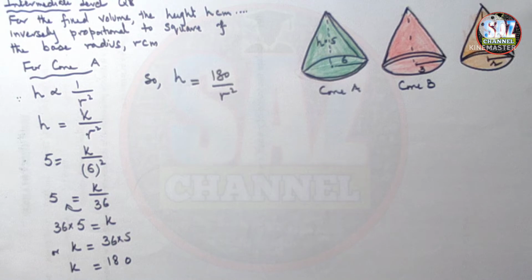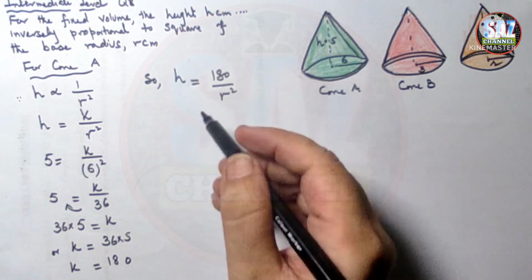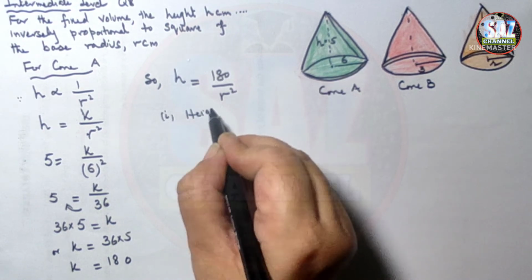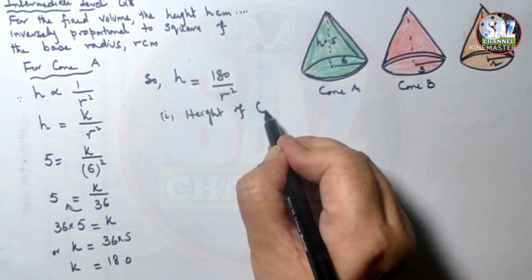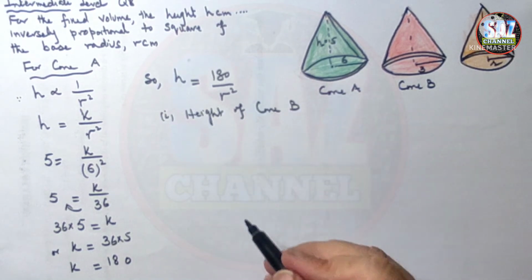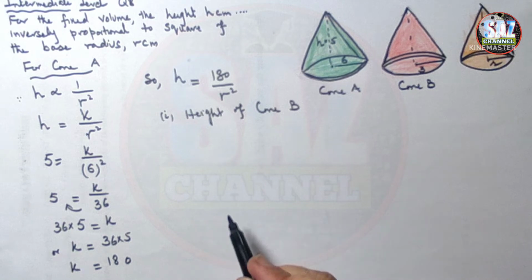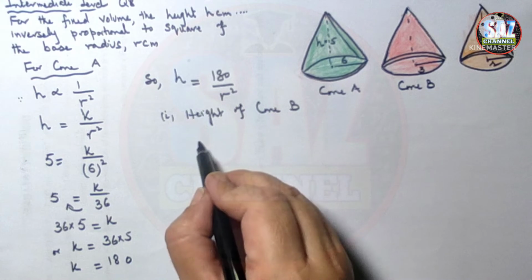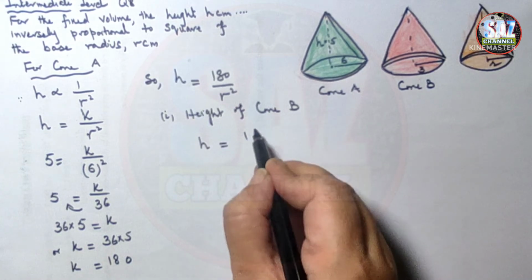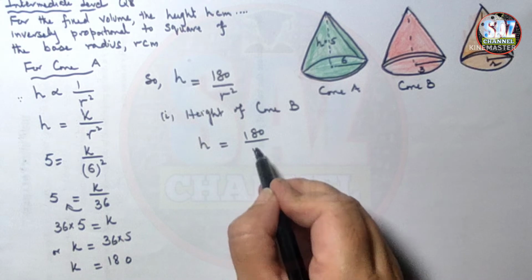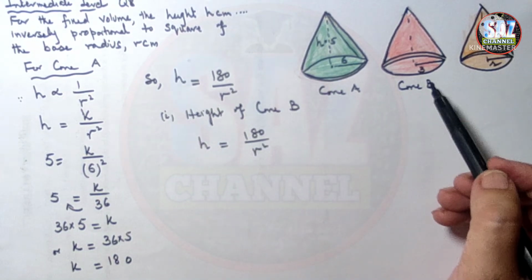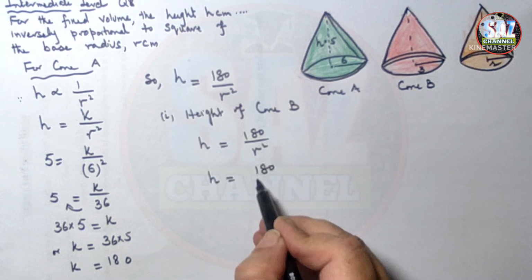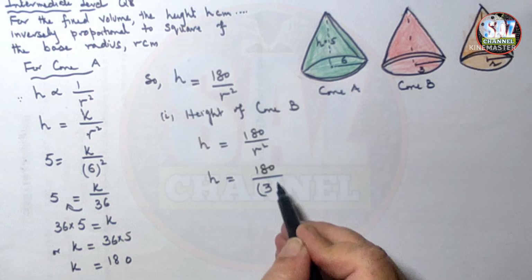The first requirement of the question is the height of cone B. As all the cones have the same fixed volume, this is the assumption, the relationship that we are going to use is height equals 180 upon r square. For cone B, we are given the radius, so we can replace the value of r, which is 3, and 3 square is 9.